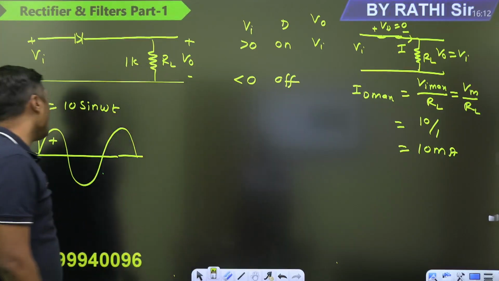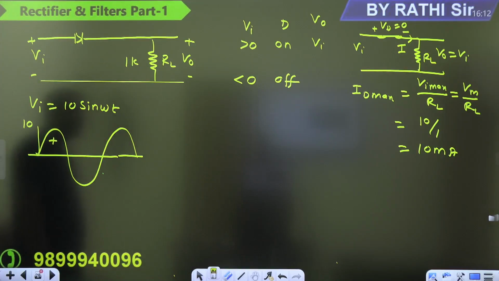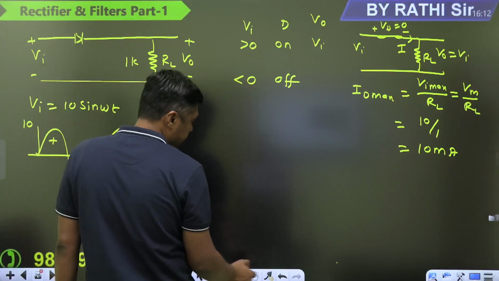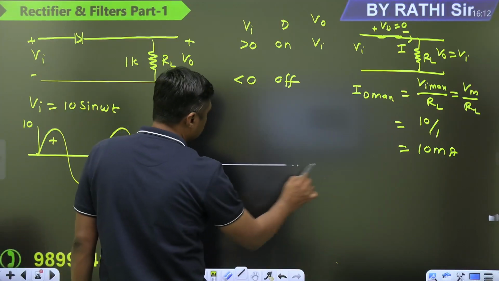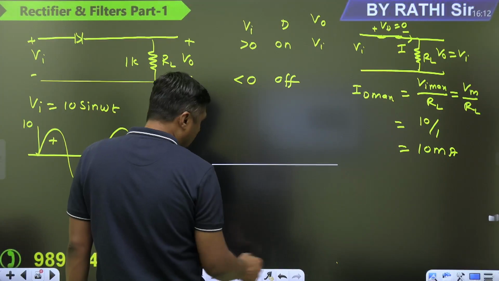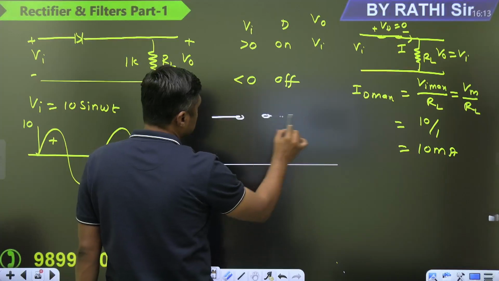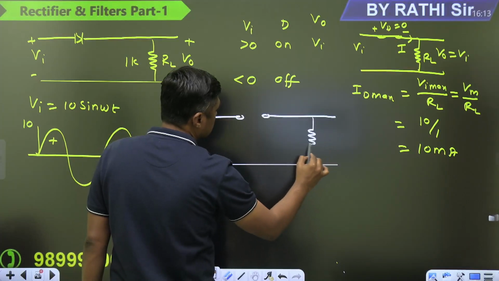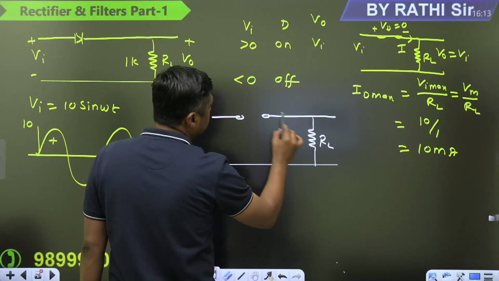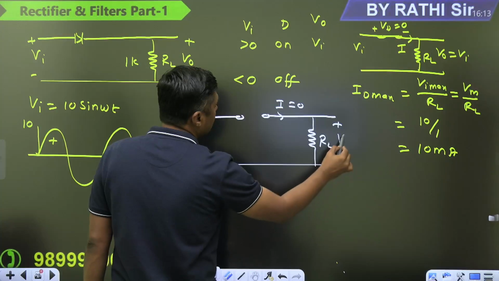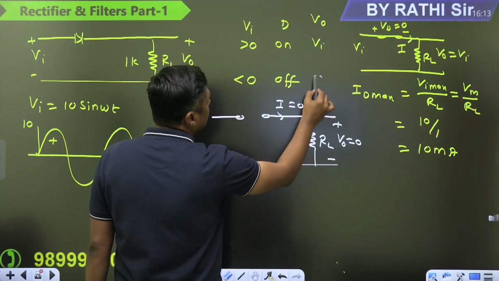Now this is an important parameter, guys. When the diode is off, diode will act as open circuit. What is the current here? 0. What is the output voltage? 0. So output voltage is 0.